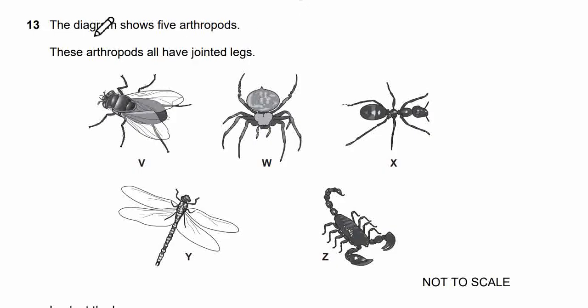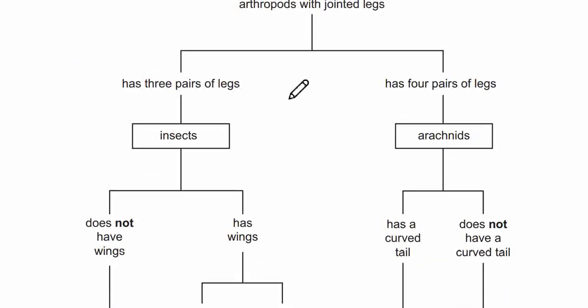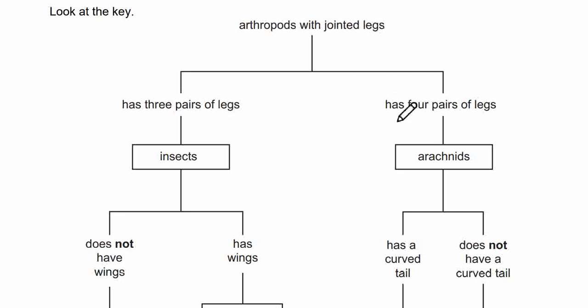Next, this is question 13. The diagram shows 5 arthropods. These arthropods all have jointed legs, so that's the characteristic of arthropods. Remember that. All the legs have joints. Okay, look at the key. Arthropods with jointed legs have 3 pairs of legs or 4 pairs of legs. So 3 pairs is insect, 4 pairs is arachnid, like spider.